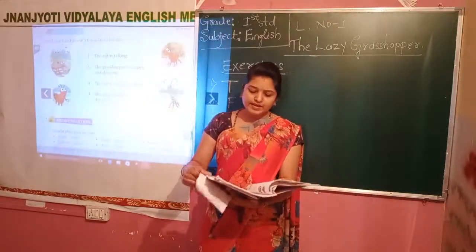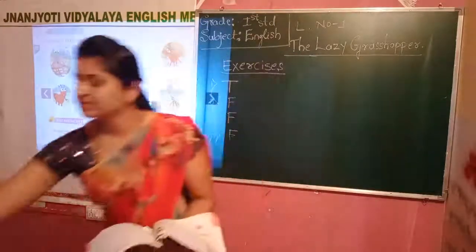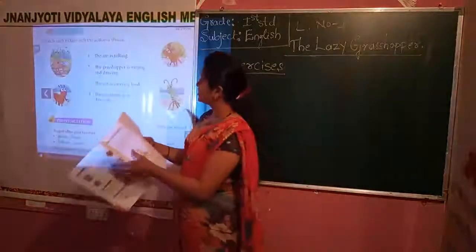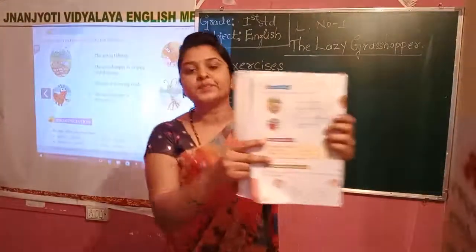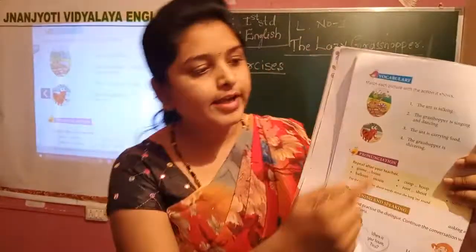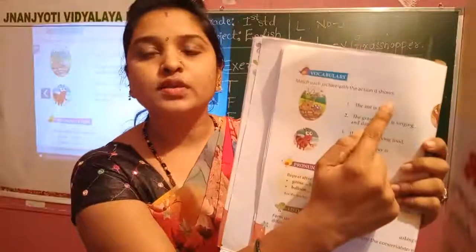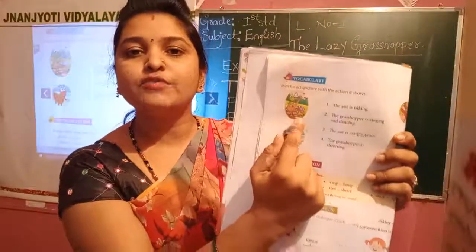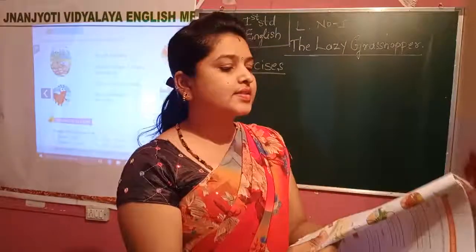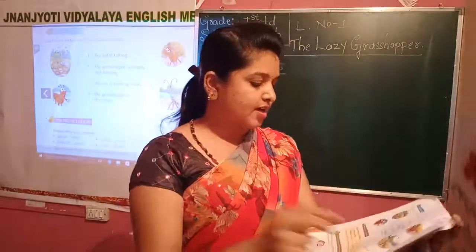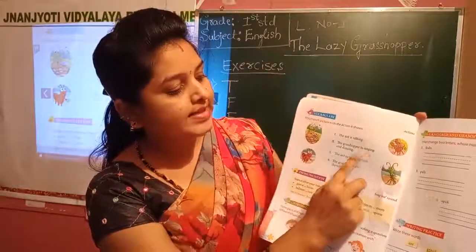Next, here again, vocabulary is there, students. Open your page number 6. Page number 6, yes. I will show you the page. Page number 6, this one. Vocabulary: match the picture with the action it shows. Which action is it showing? You have to match that with the sentence. First one, the ant is talking. Where is the ant talking? The grasshopper is singing and dancing.